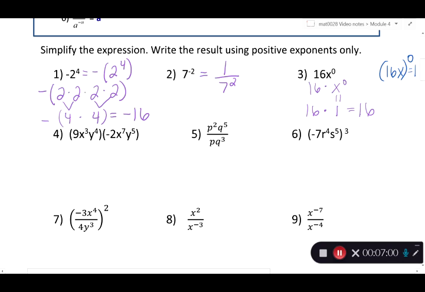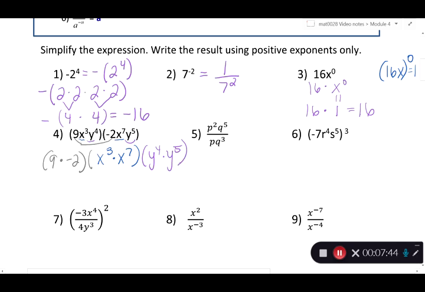So moving into a little bit more challenging, we have 9x cubed y to the 4th, times negative 2x to the 7th y to the 5th. So when we multiply, we're just going to match up the same thing. So the bases. With numbers, we're going to multiply the numbers times the numbers. So I'm going to have 9 times a negative 2, and I'm going to write these in there, each one in their own little set of parentheses. X cubed times x to the 7th, and then y to the 4th times y to the 5th.